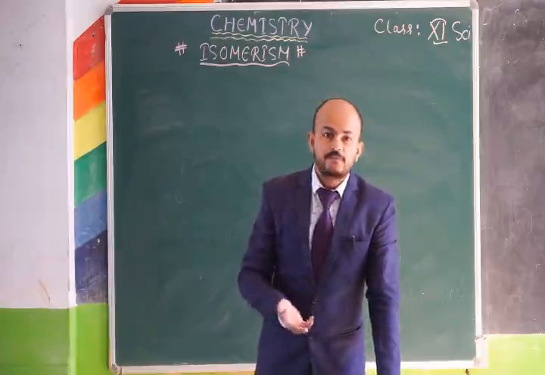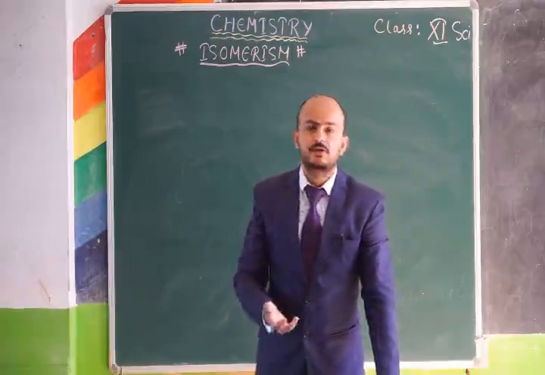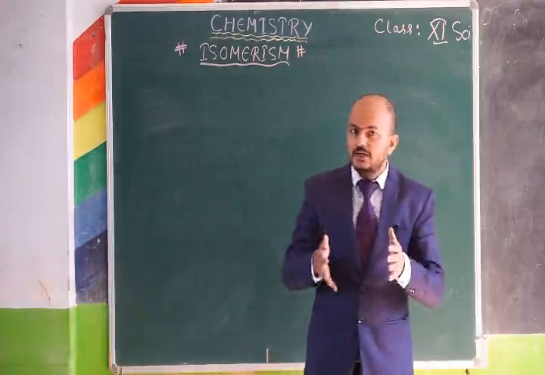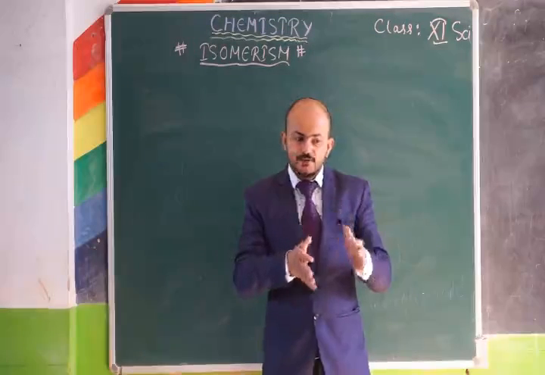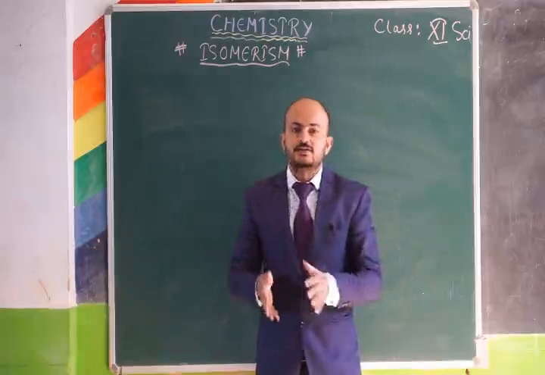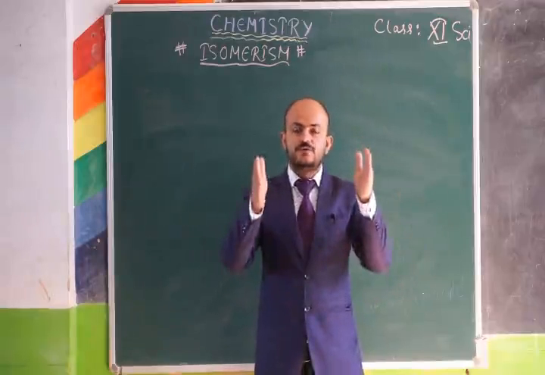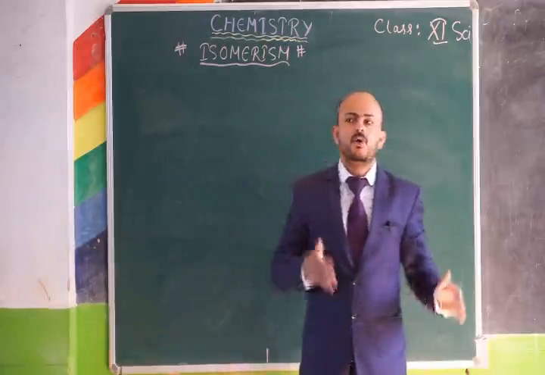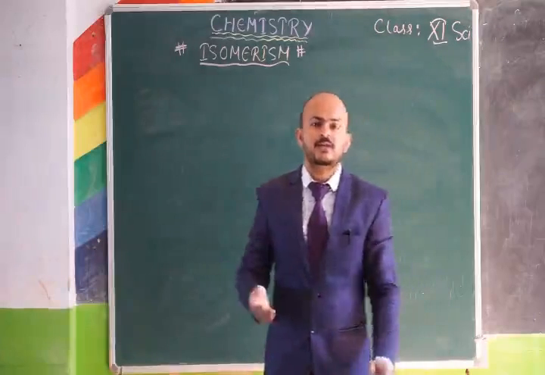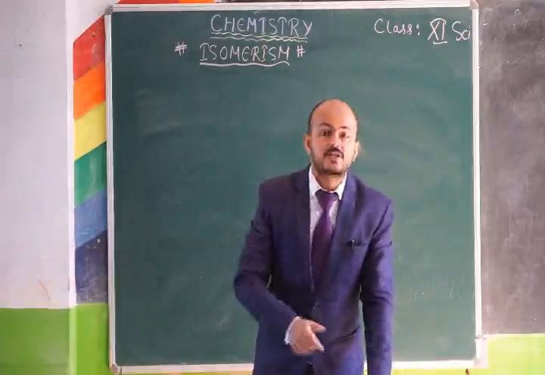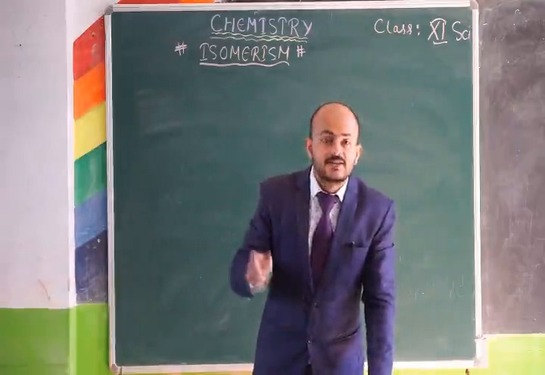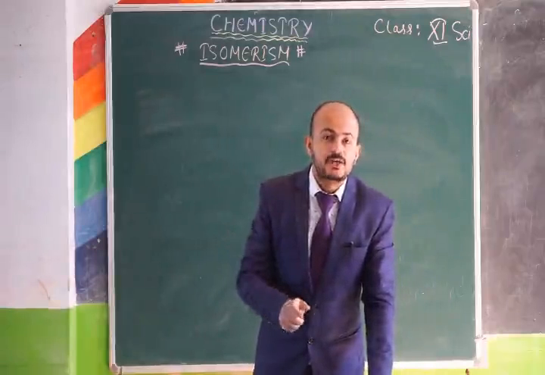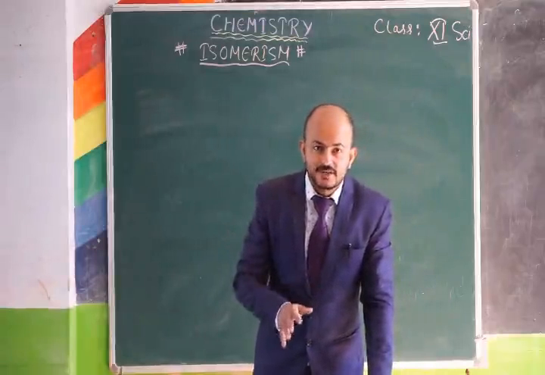Isomerism, what does it mean? Whenever you have a molecular formula, but it can give you different structures. With the same molecular formula, if you are able to write more than one structure, that is two or more structures, then these structures are known as isomers, and this phenomenon is known as isomerism. So that is the basic definition.